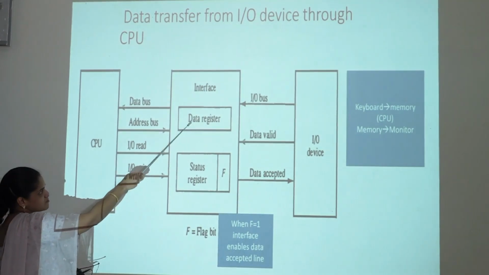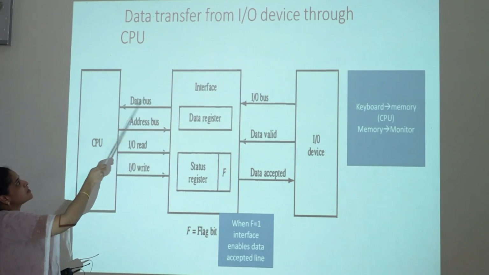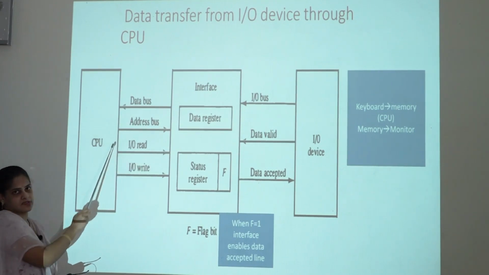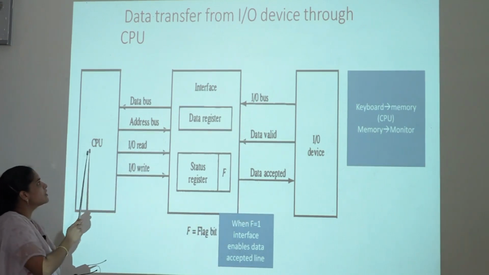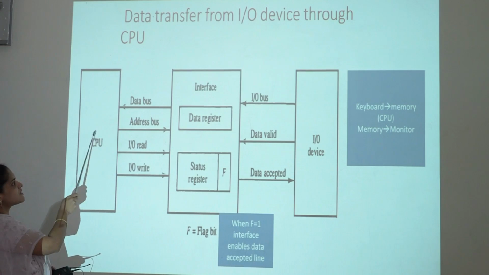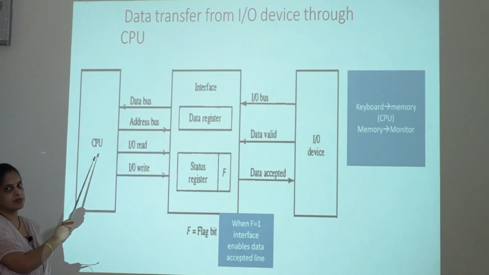So the information which is present in the data register of an interface is transmitted to the CPU through a data bus. So this is how the information from the keyboard will be transferred through the CPU to the memory unit of a computer, with the intervention of the CPU.